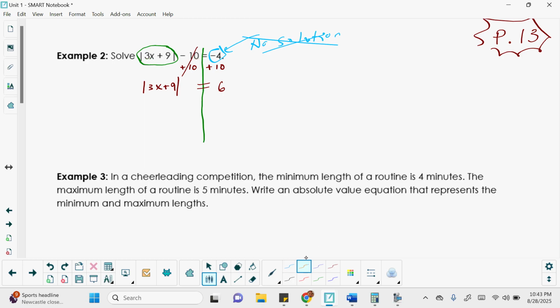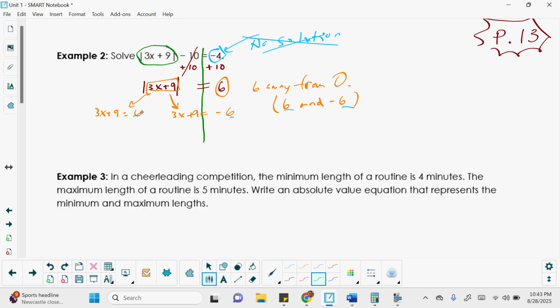So what two numbers are 6 away from 0? Oh, it's 6 and negative 6. So that's where we're going to set this value inside of our absolute value equal to. We're going to go 3x plus 9 equals 6, and 3x plus 9 equals negative 6. And again, we set them equal to both of these values. All right, notice they're both right here. And then we solve our equation.